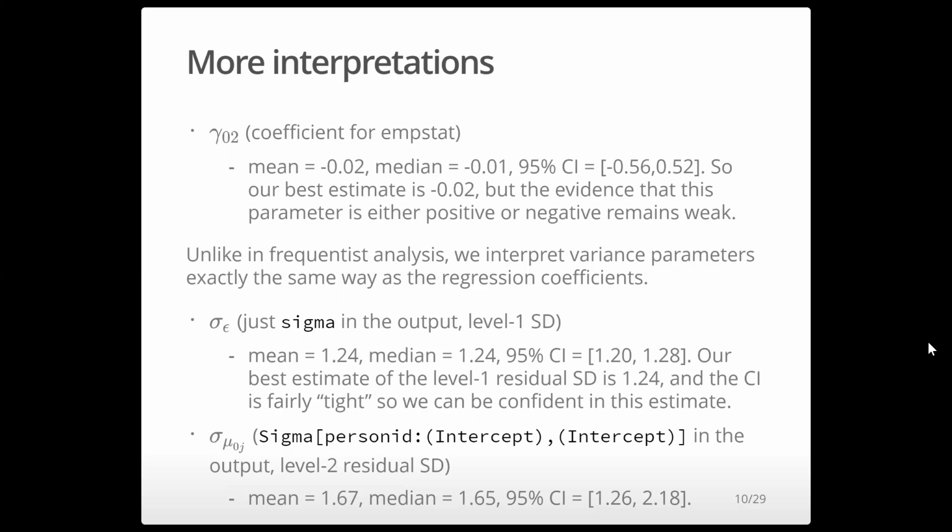And then unlike in frequentist analysis, we just interpret the variance parameters exactly the same way. So the level 1 residual, again, we have the mean and the median. This time they happen to match. Sometimes they'll be less likely to match for variances because they're not symmetrical. They have to be positive. So again, we just interpret the 95% credible interval the same way. We're very confident that the level 1 variance is in the 1.2 to 1.3 range. And then the same for sigma mu 0j, our random intercepts.